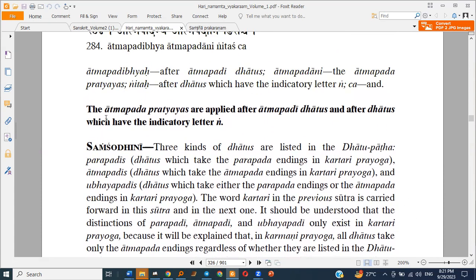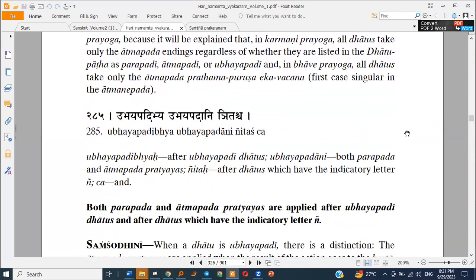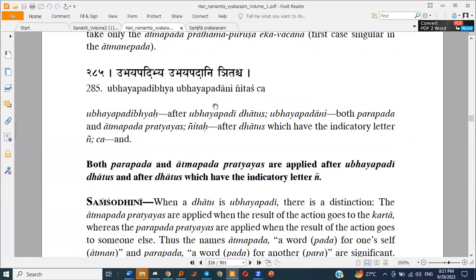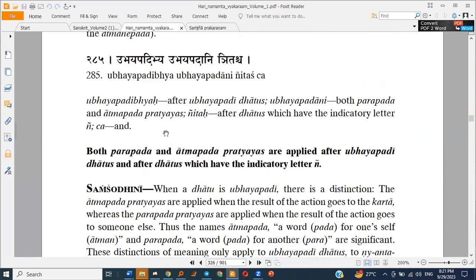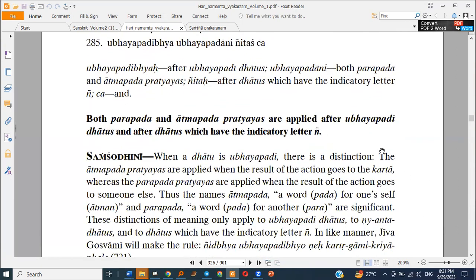So the translation says the Atmapada pratyayas are applied after Atmapadi dhatus and after dhatus which have the indicatory letter nga. So after them we apply the Atmapada pratyayas. Again, let it be a theory right now and let us proceed. Ubhayapadibhya ubhayapadani nitascha. So both Parapada and Atmapada pratyayas are applied after Ubhayapadi dhatus and after dhatus which have the indicatory letter nya.